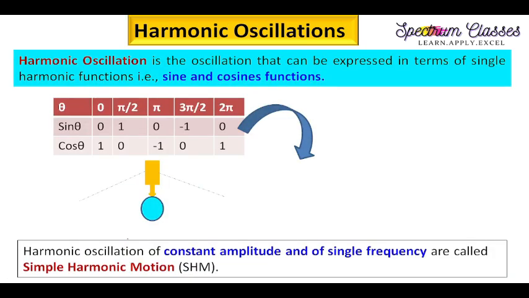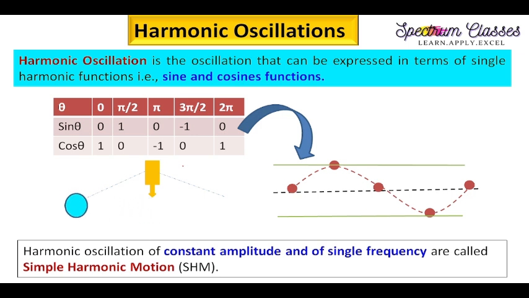Now coming to the harmonic oscillation, which I have already discussed. Here is the harmonic oscillation. Say this is 0, this is pi by 2, this is pi, this is 3 pi by 2, and this is 2 pi, right? Here I have summarized this. A harmonic oscillation is an oscillation that can be expressed in terms of a single harmonic function, sine or cosine, and these are shown over here. A harmonic oscillation of constant amplitude and single frequency, this is again important, is called simple harmonic motion.